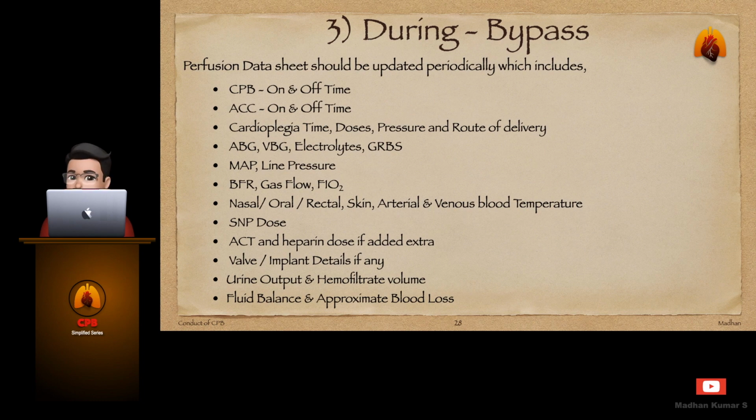The perfusion data should be updated periodically with CPB on-off time, aortic cross clamp on-off time, cardioplegia time, doses, pressure and the route of delivery, ABG, VBG, electrolytes and GRBS values, mean arterial pressure, line pressure, blood flow rate, gas flow rate, FiO2, nasal, oral, rectal, skin, arterial and venous blood temperature, SNP dosage, ACT and heparin dose if added extra, valve or any other implant details, urine output and hemofiltrate volume, fluid balance and approximate blood loss.